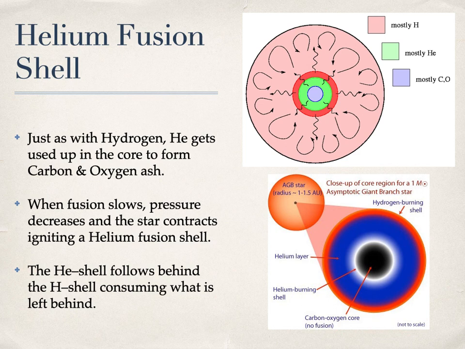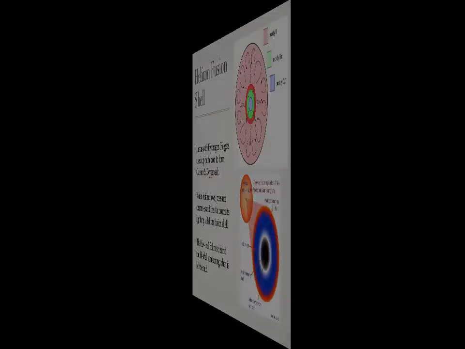Fusion is going to slow, pressure will decrease, and the star is going to contract, right? Igniting a helium fusion shell. So don't get too hung up on all of this, but we're going to end up with layer after layer of different fusion processes taking place, and each one's going to use the product or the remnants, the ash from the one that's above it. So we're going to be consuming what's in the shell above as we go through this. Okay, let's see where we're at on the paper here. Oh, good. So we've answered number 20, the elements that form from helium fusion.